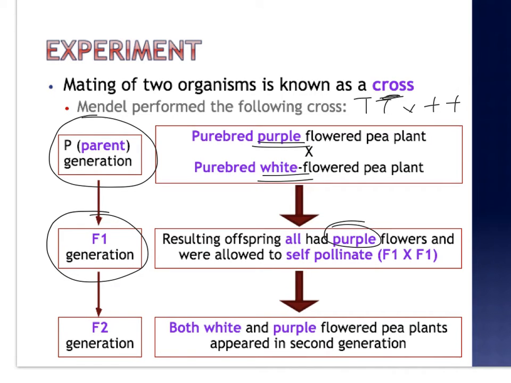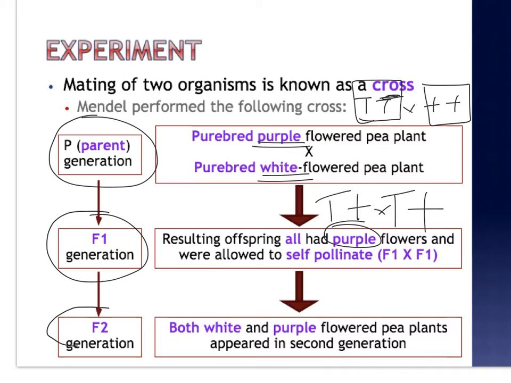And that's because if you look at this cross, the only allele that this parent can give is a big T. The only allele that this parent can give is a little t. So all your offspring are going to be big T, little t. That means all of them are going to have purple flowers, all right? Then in this F1 generation, what he did is he allowed them to self-pollinate. So basically you were taking a big T little t crossed with a big T little t. I'll do the Punnett Square for that one. Actually, I'll do both of these on the next slide so you can see it.